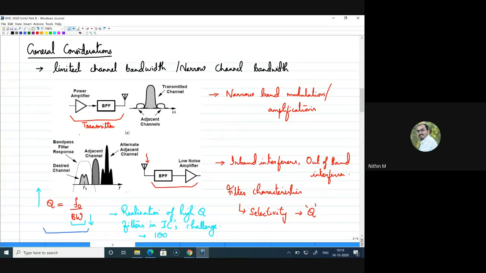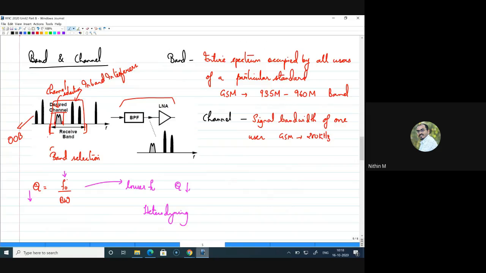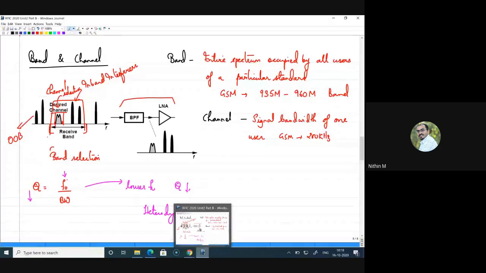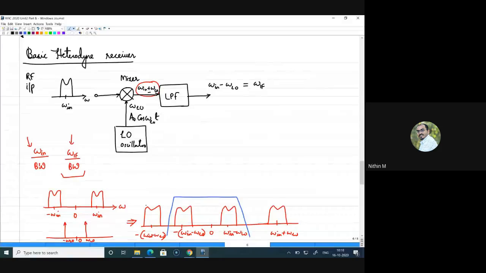Then we started with the general consideration of the limited channel bandwidth, which results in complexity or constraints imposed on the design of transceivers and receivers. Then we looked at the high Q factor requirement of filters when we use filters at the front end of receivers. Then we understood the difference between a band and a channel. With that, we also understood the basic heterodyne receiver.